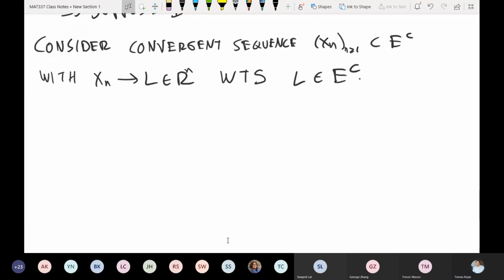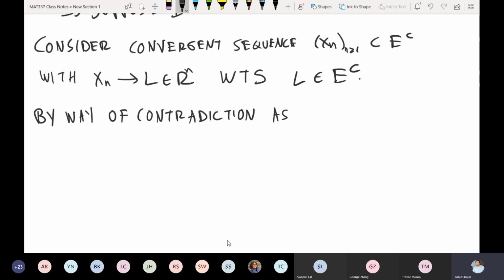Okay. We will do this by contradiction. By contradiction, assume that L is not in E complement, which means that L is in E.